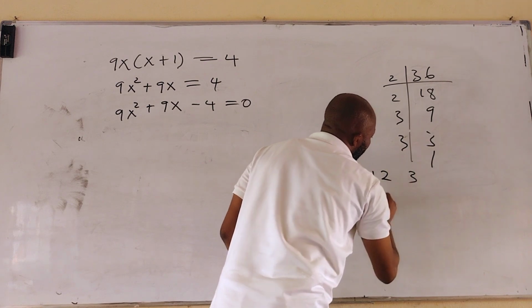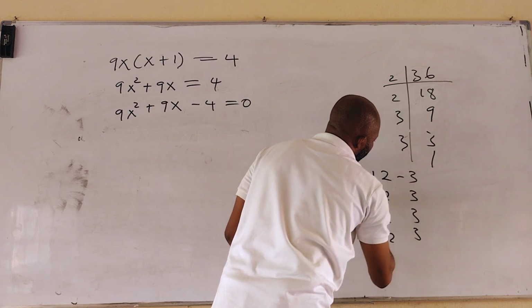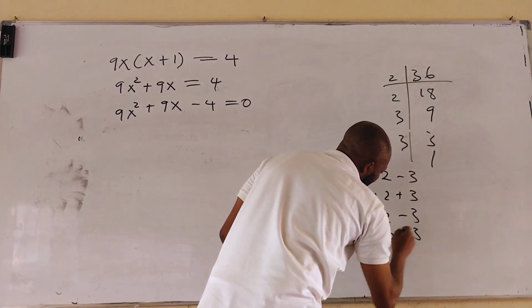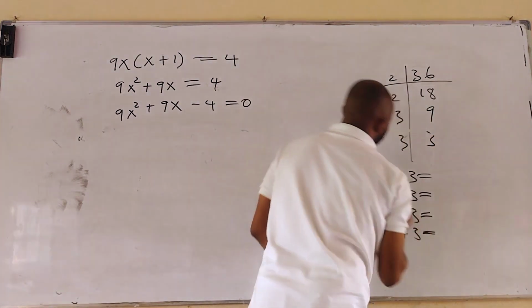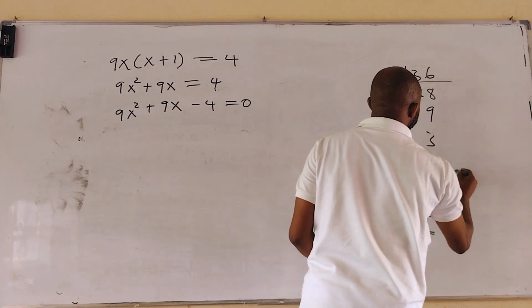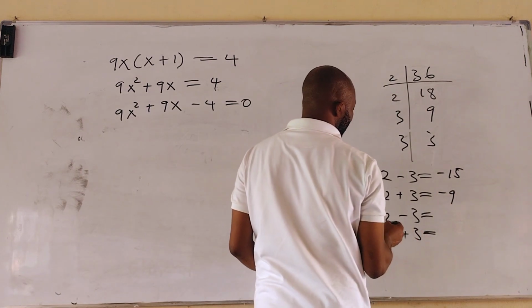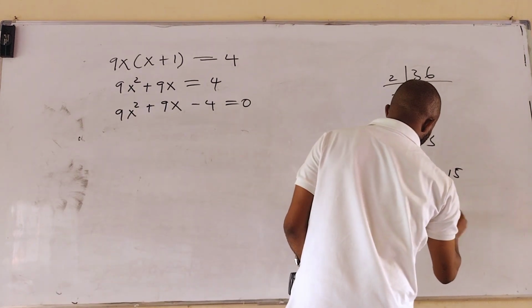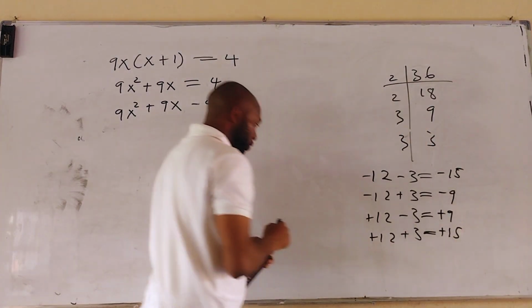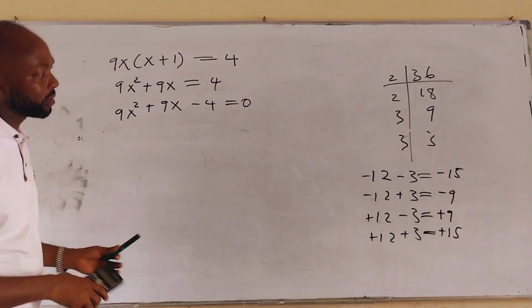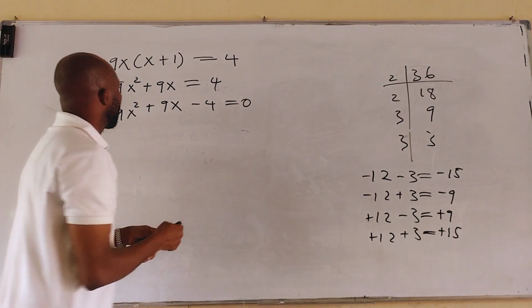So 12 and 3, with the signs: minus, minus, minus, plus, plus, minus, plus, plus. Minus 12 minus 3 is minus 15. Minus 12 plus 3 is minus 9. Plus 12 minus 3 is plus 9. Plus 12 plus 3 is plus 15. We're looking for two numbers that when we add them, we have plus 9, and when we multiply them, we have minus 36. So, plus 9, here we go.